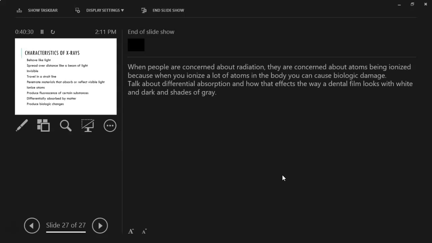That means sometimes they get absorbed in metal, sometimes they make it all the way through, like the pulp, and then they end up hitting the sensor. They're absorbed or penetrate differently, and that's why you get those shades of gray on your sensor. That's why the X-ray looks the way it does: some are absorbed, some go through. And they do produce a biologic change. Because they're ionizing, they create a biological change. That's why we have to know about radiation safety. Those are all important things to know about the characteristics of X-rays.